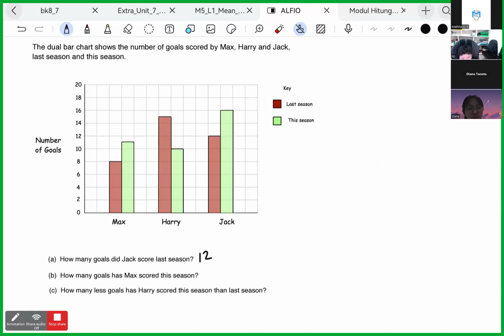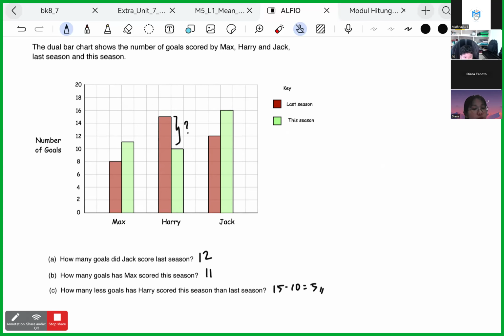Okay, how about B? How many goals did Max score? Like 11. Yeah, it's 11. How many less goals has Harry scored this season than last season? Okay, so for the gap here, 10 and 15 is 5. Okay, so 15 minus 10 is 5.